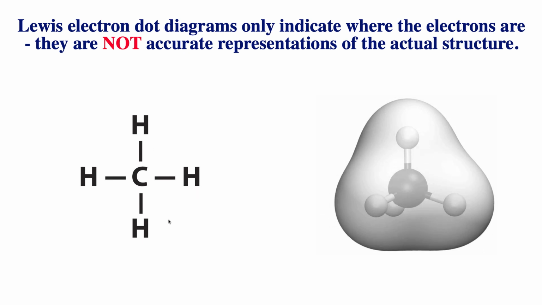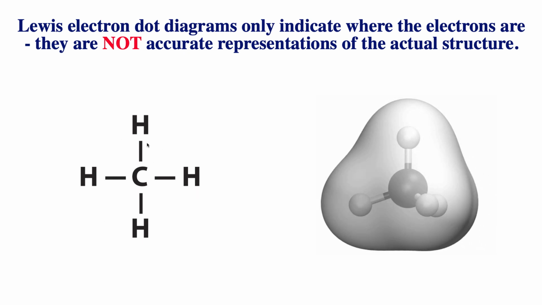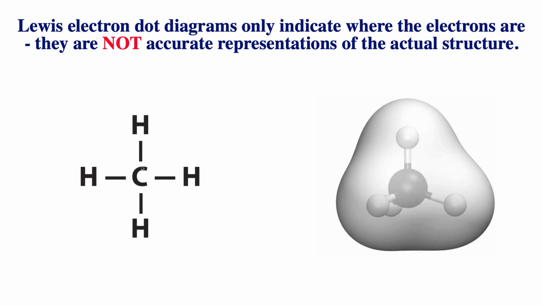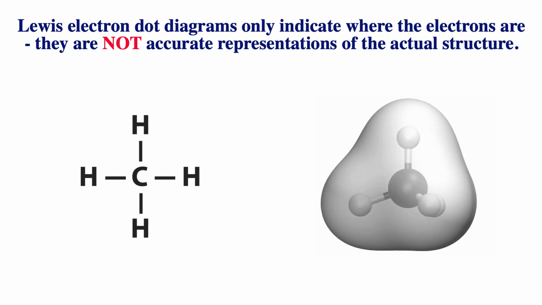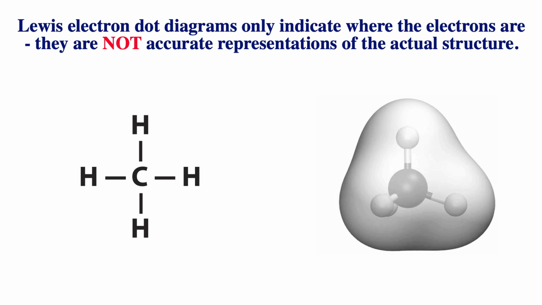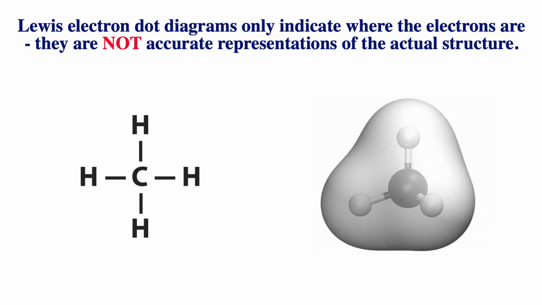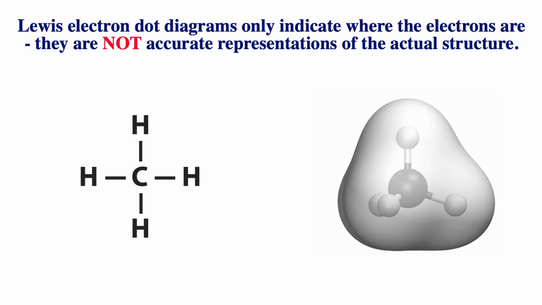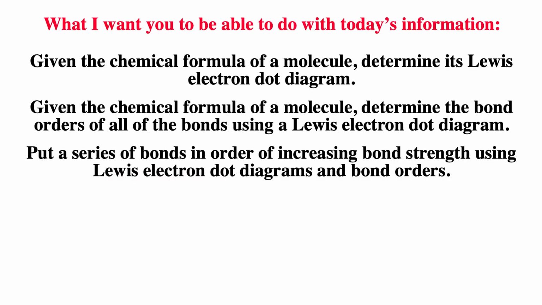But again, it's kind of confusing. We draw it this way, and it looks like the bond angle should be 90 degrees, but in actuality, it is 107.5 degrees. So again, please remember, Lewis diagrams are just two-dimensional in nature, and so cannot accurately depict the structure of molecules. So hopefully you can draw Lewis diagrams given a chemical formula. You should be able to determine bond orders of all the bonds, again using Lewis electron dot diagrams, and you should be able to put molecules in order of increasing bond order by first drawing the Lewis diagrams and then looking at the bond orders.